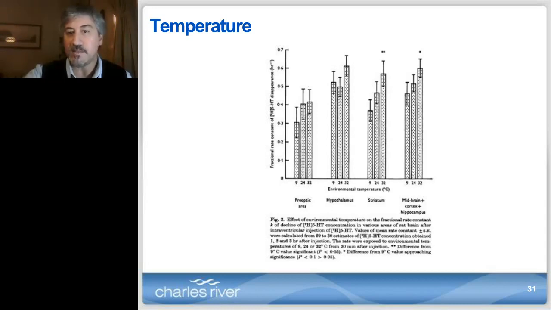And they found differences in two of the experimental parameters, right? So just the fact that the animals were kept in an environment of 9 degrees, 24 degrees, or 32 degrees had an influence on this serotonin decline constant. I think that's pretty illustrative.